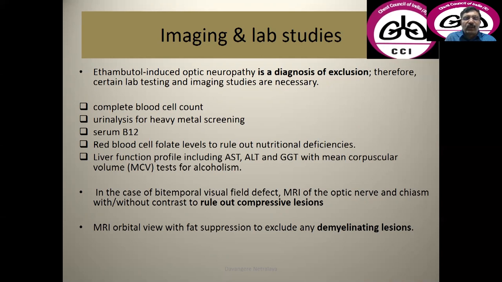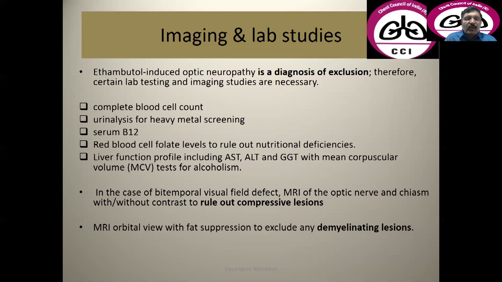So ethambutol-induced optic neuropathy is basically a diagnosis of exclusion. So you should do additional lab and imaging tests, like complete blood cell count, urine analysis for heavy metal screening, serum B12 assessment, red blood cell folate levels to rule out routine nutritional deficiencies, liver function tests assessing the enzymes and other things, mean corpuscular volume tests for alcoholism. So the many tests help differentiate from the other causes of optic neuropathy.